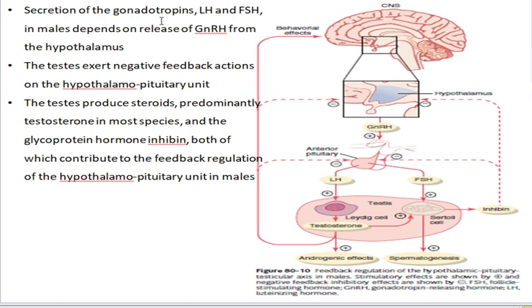So secretion of gonadotropins like LH and FSH in males depends upon the release of gonadotropin-releasing hormone from the hypothalamus. The testis exerts a negative feedback action on the hypothalamus-pituitary unit. So this entire unit is called the hypothalamus-pituitary unit. The testis produces steroids, mainly testosterone in most species, as well as a glycoprotein hormone, inhibin. All those are responsible for feedback regulation.